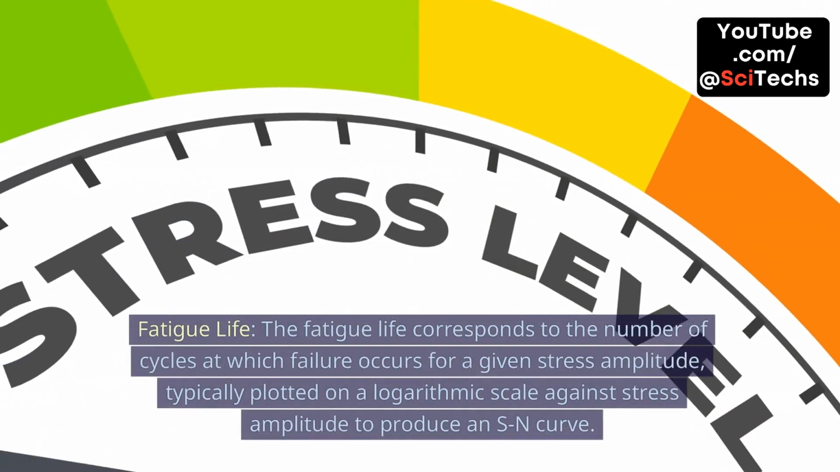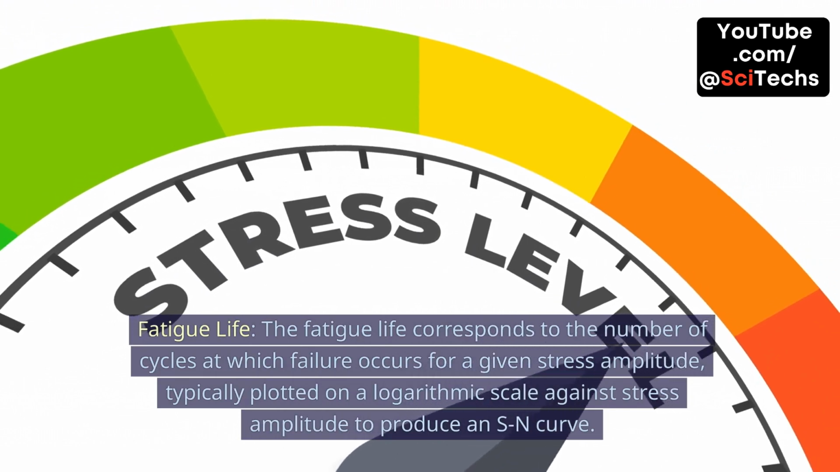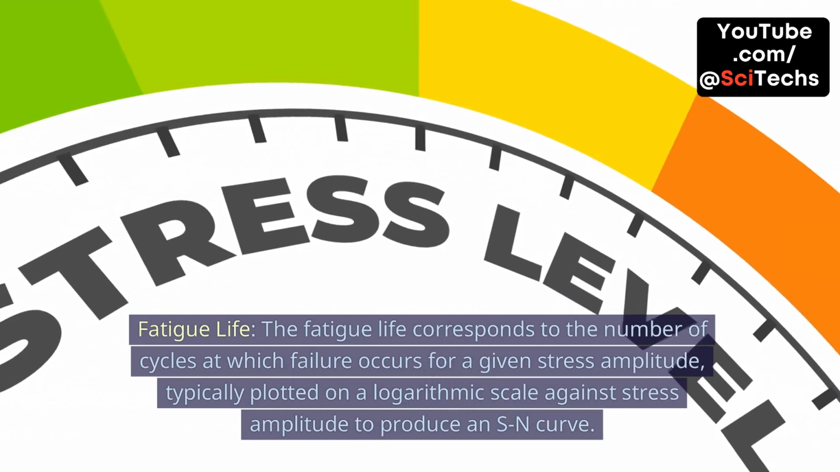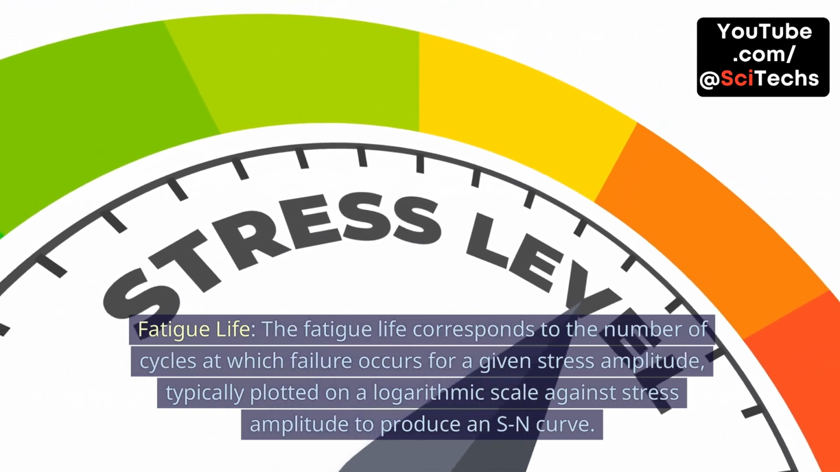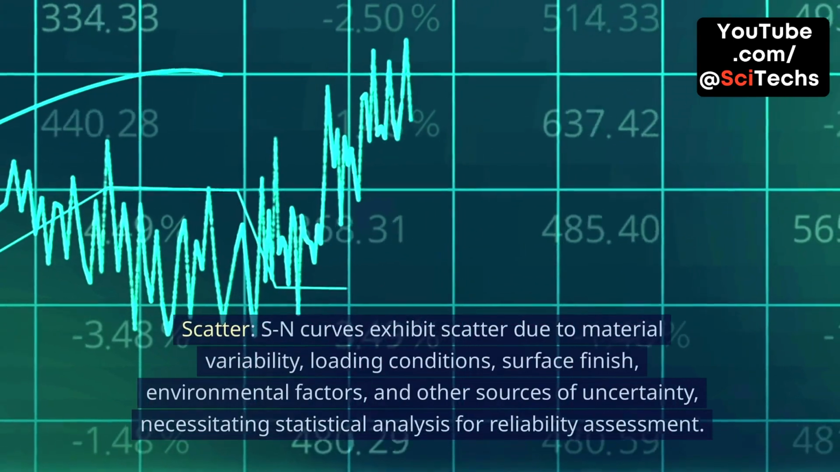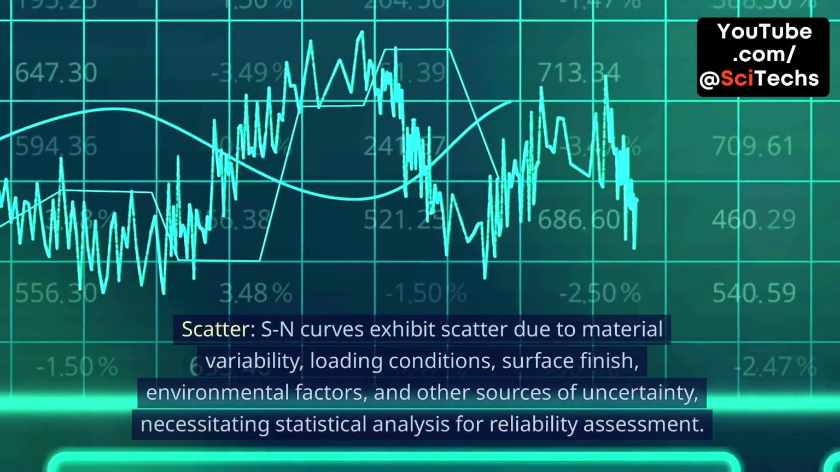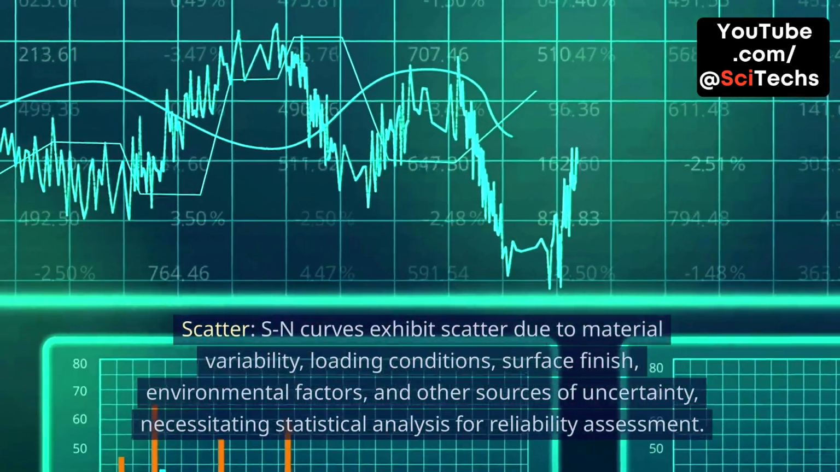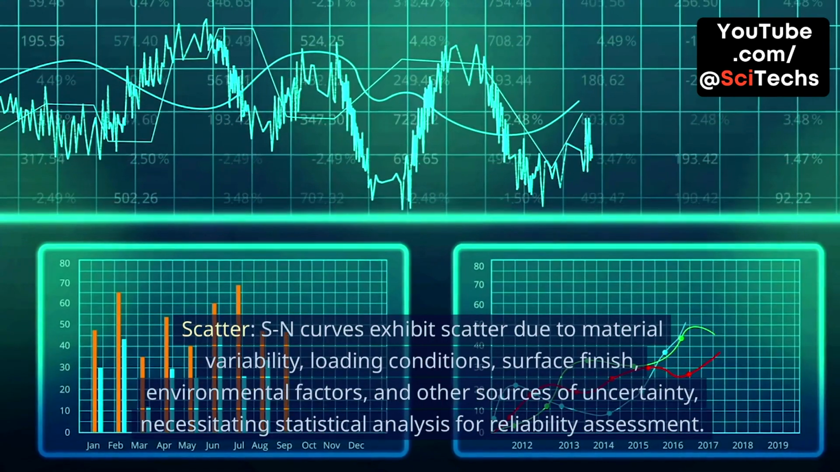Fatigue life. The fatigue life corresponds to the number of cycles at which failure occurs for a given stress amplitude, typically plotted on a logarithmic scale against stress amplitude to produce an SN curve. Scatter. SN curves exhibit scatter due to material variability, loading conditions, surface finish, environmental factors, and other sources of uncertainty, necessitating statistical analysis for reliability assessment.